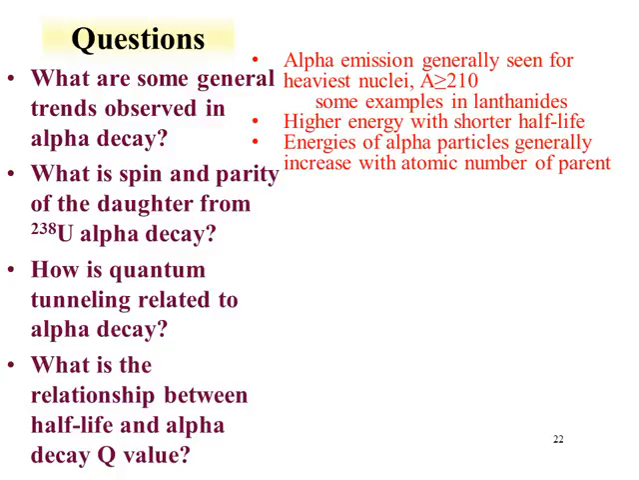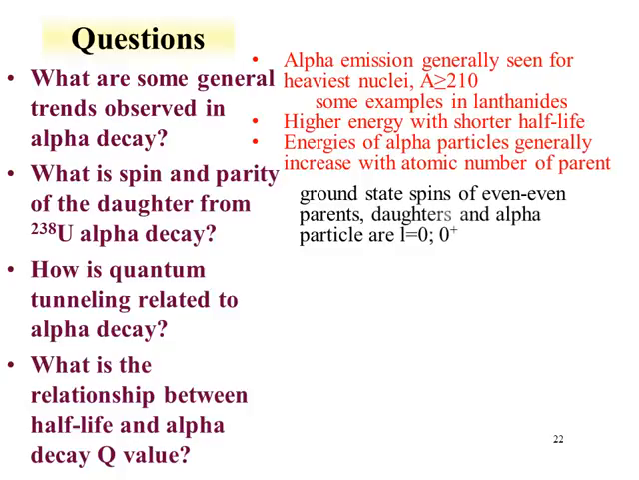So what is the spin and parity of the daughter from a uranium-238 alpha decay? Well, we discussed this earlier. We gave an example with thorium-228. The ground state spins of even parents, daughters, and alpha decays are all 0, and so the daughter will tend to be 0 plus. In fact, it will be 0 plus. You go from an even nucleus to an even nucleus.